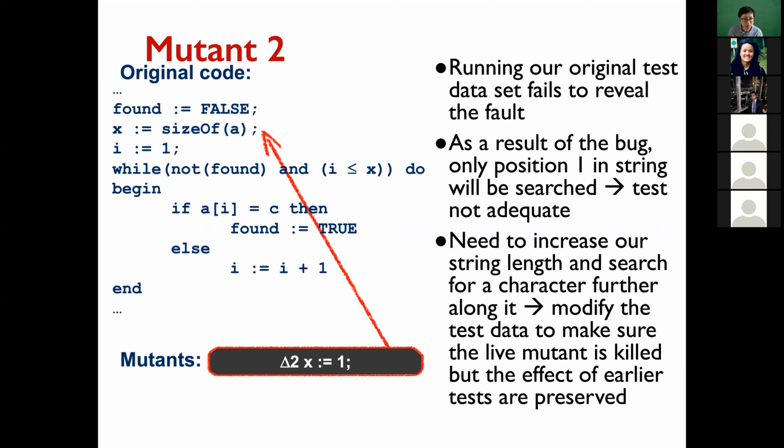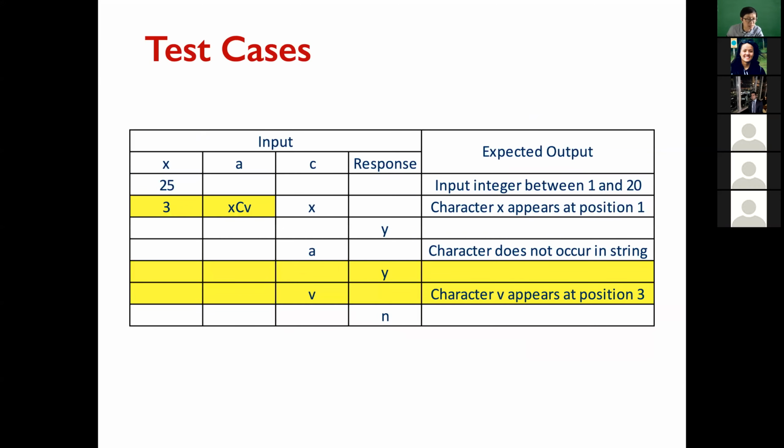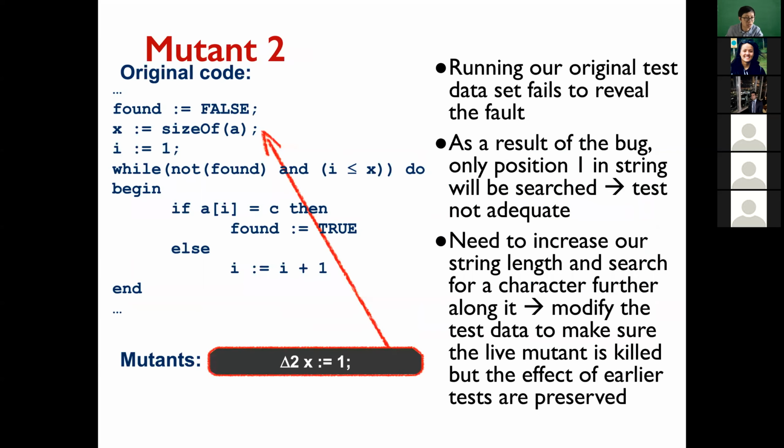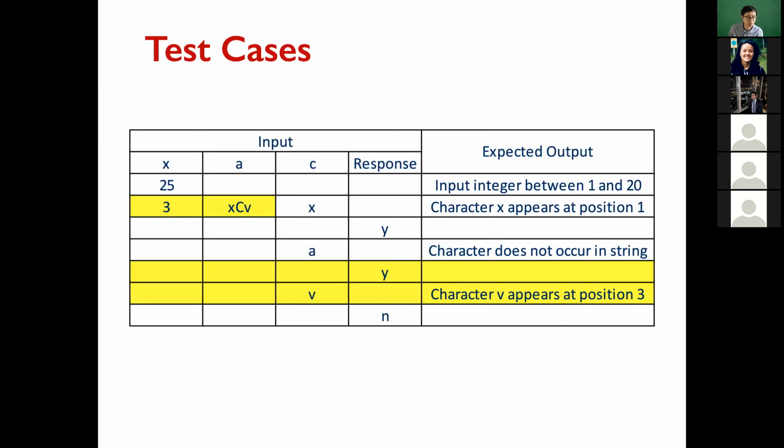So what can we do? We need to modify our test case to identify it. We add a new test case here. The size of the string is 3, and we put XCV, a three-character string. Then we run it, and we find the program is not correct anymore. It found this incorrect behavior because x is changed to 1, but x should actually be the size of A. This is how we detect it, how we update our test cases.